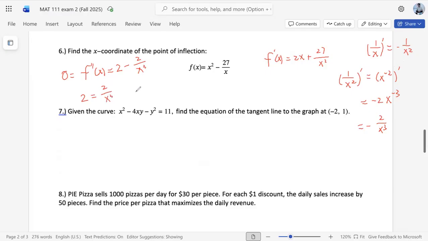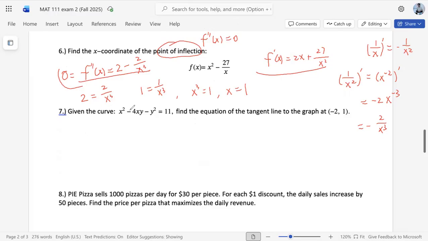Then on both sides we can divide by 2. So we get 1 over x cubed. Well, multiply x cubed on both sides. So x cubed equals 1, which means we take the cube root, x equals 1. That's it. So take the first derivative, take the second derivative, we set it to be 0, right? Because the point of inflection means the second derivative equals 0.